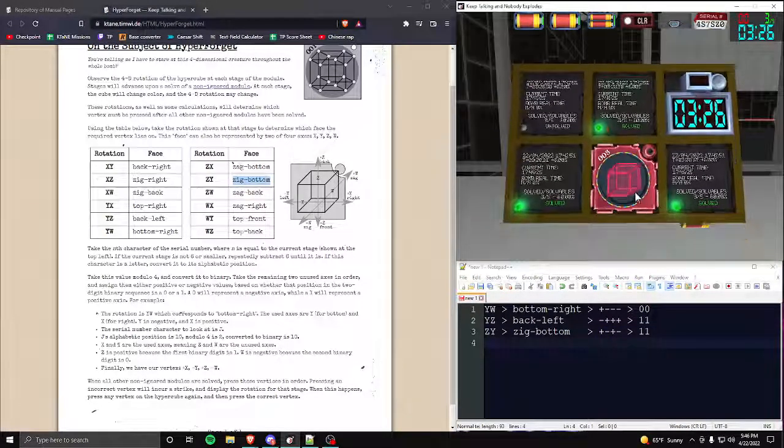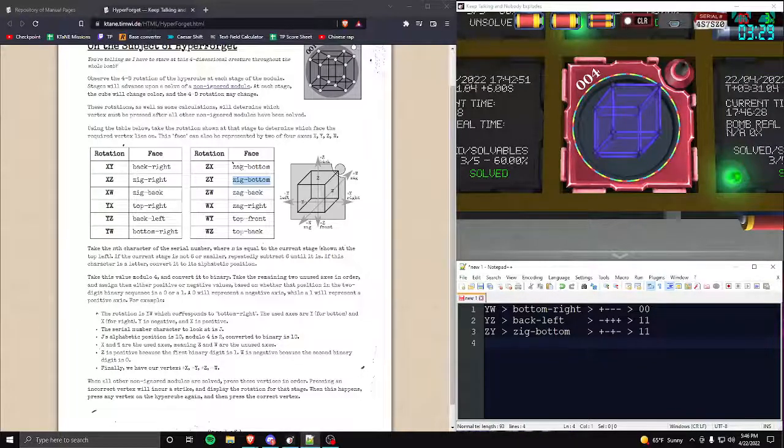Stage 4 goes purplish. Okay, this is an XY rotation. So we'd look at back right. Okay, so X is right, which means positive. Y we don't know. Z is back, which is positive. W we don't know. Let's look at the fourth character of the serial number, which is Sierra, which is 19. Mod 4 is 3. Converted to binary is 1, 1. So in order, the Y becomes positive from the 1, and the W becomes positive from the second one. And now, these are the vertices that we have to press in order, of X, Y, Z, and W.